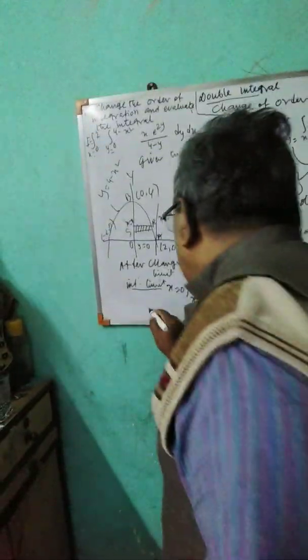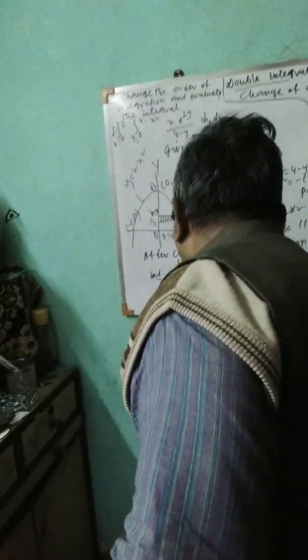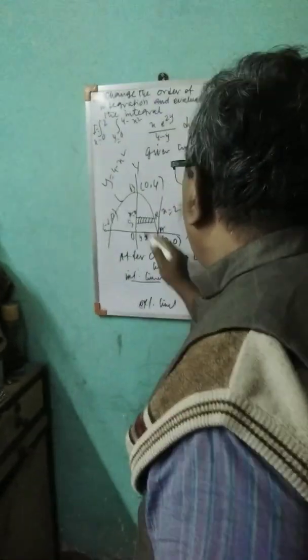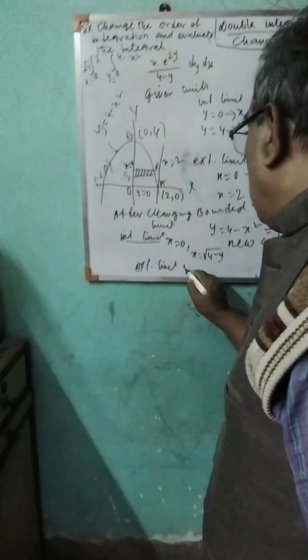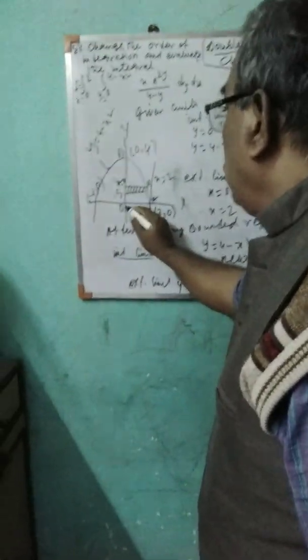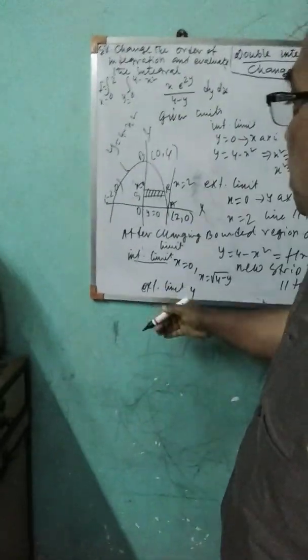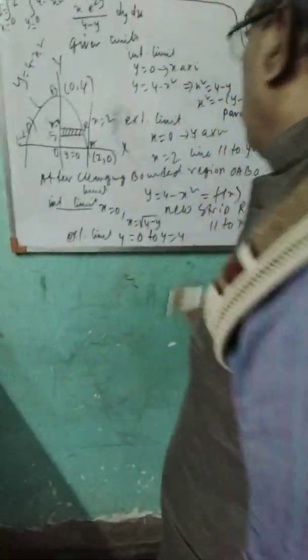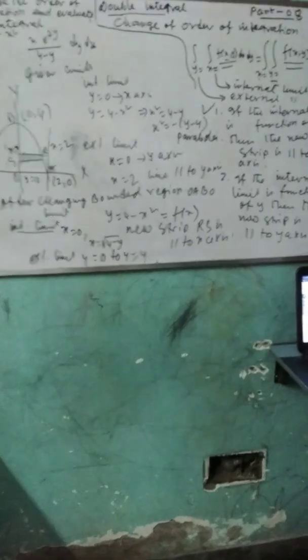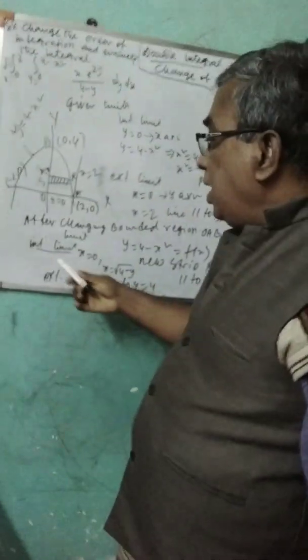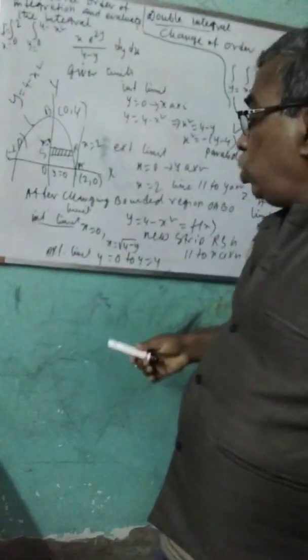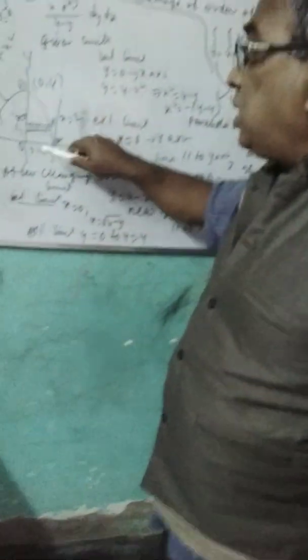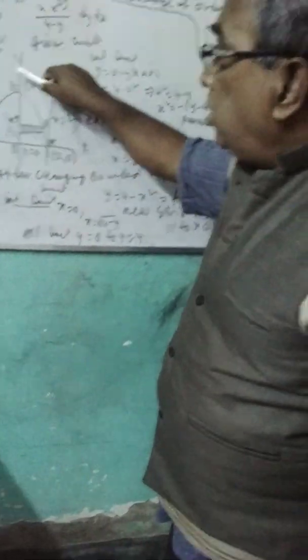And what is the external limit? The external limit is 0 to 4, that is y equals 0 to y equals 4, if we move the strip. Understand? So once again I repeat, the internal limit should be taken from where the strip meets this line and this parabola. So this will be the lower limit.